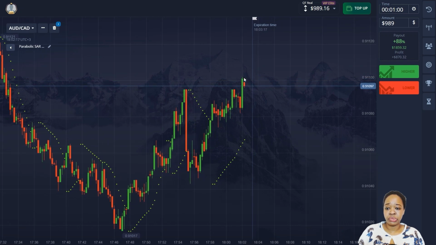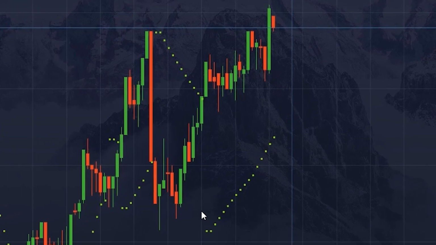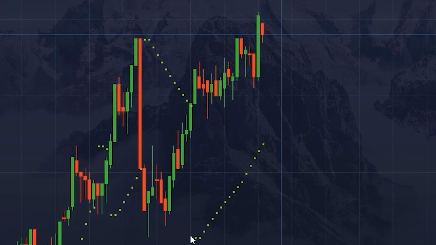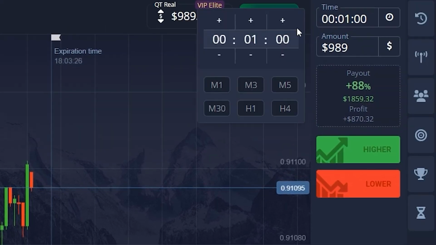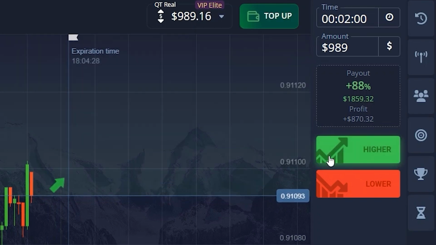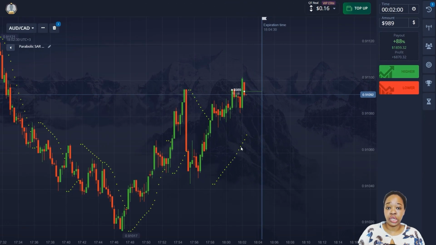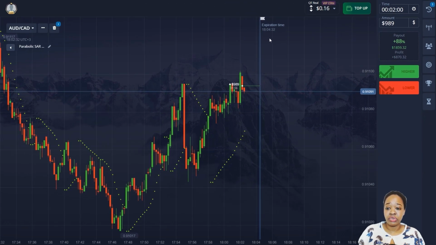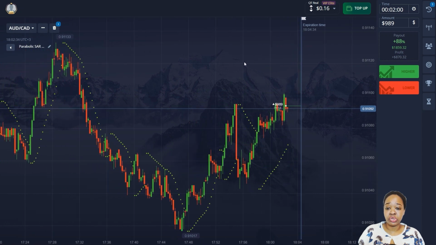At the same time, at this moment, it's already going above the previous maximum. Also, the parabolic points are still located under the graph. In this situation, I'm going to open the trade for 2 minutes to go up, since the indicator indicates that the price has a potential for a growth. At the same time, there is still a long distance to the maximum point on the graph.